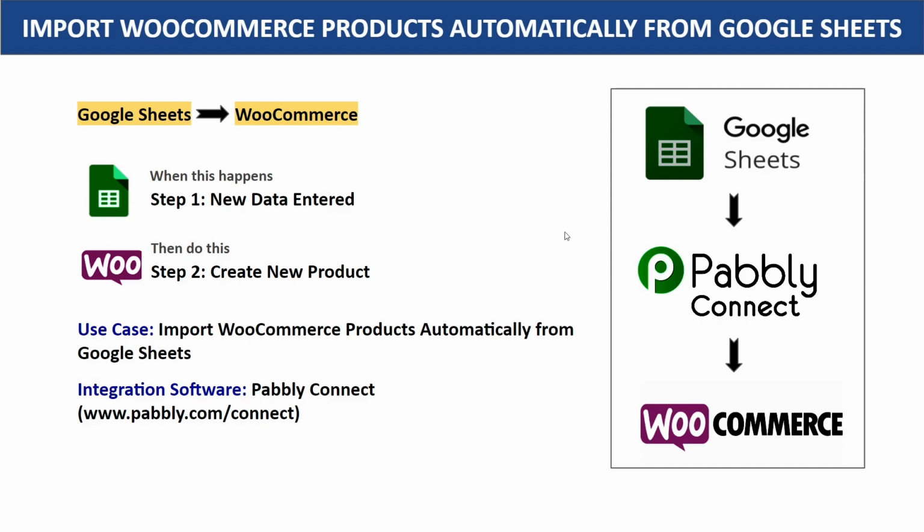So in this video, we will be using Pabbly Connect to integrate Google Sheets and WooCommerce. The best part of using Pabbly Connect is there is no need for coding skills or programming knowledge. It can be done easily. Let me show you with an example.